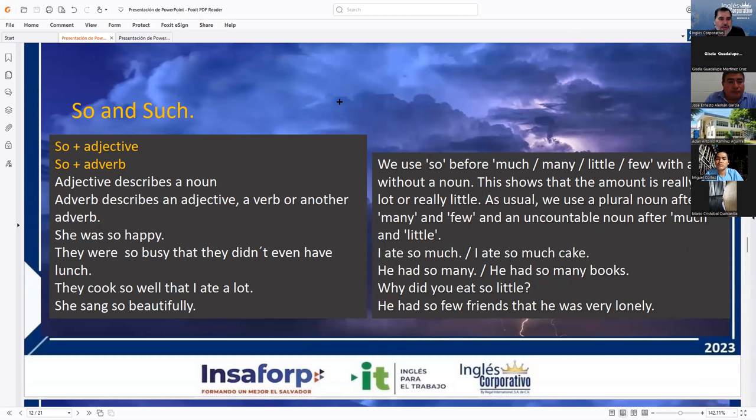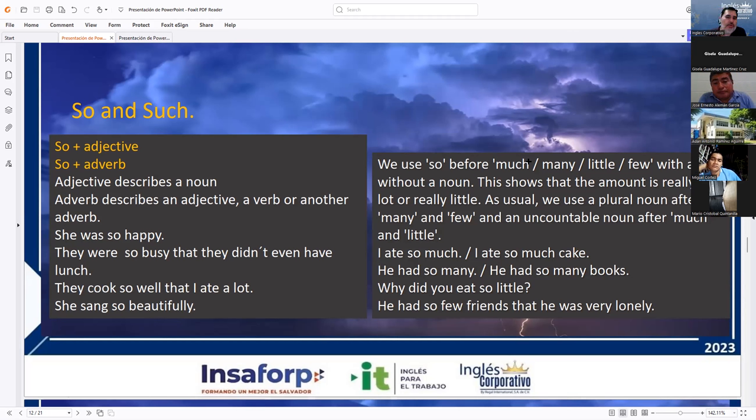So and such. So plus an adjective or so plus an adverb. Adjectives describe a noun. Adverbs describe an adjective, a verb, or another adverb. She was so happy. They were so busy that they didn't even have lunch. They cooked so well that I ate a lot. She sang so beautifully. Okay.